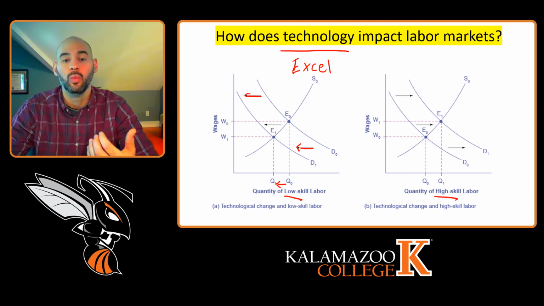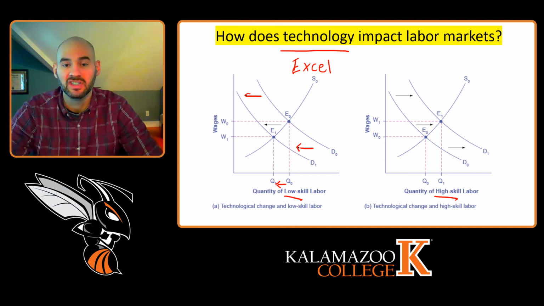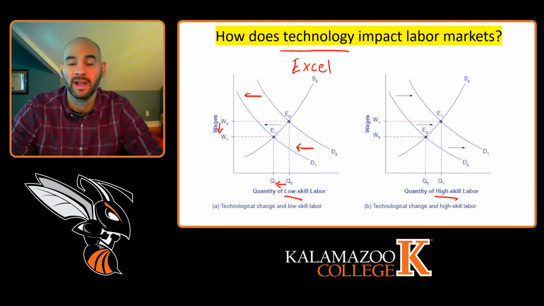And so when we introduce a technology which can act as a substitute for those types of jobs which don't require the credentials, then we'll see a leftward shift in the demand curve for that labor, which will reduce the number of jobs which are available and pay those who are still working those jobs a lower wage.